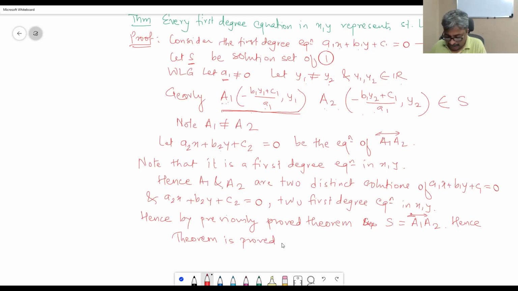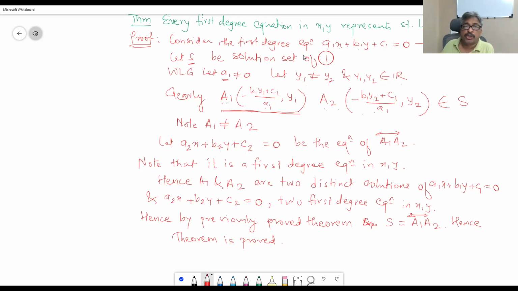Okay, so let me just try to explain it again. We have been given a first degree equation a1x plus b1y plus c1 is equal to 0. Let the solution set be S without loss of generality, and we could find 2 points using this equation, 2 points which belong to this S, two distinct points. A1 is not equal to A2. So the moment I have two distinct points, I can always find the equation of the straight line passing through them. And suppose that looks like this.